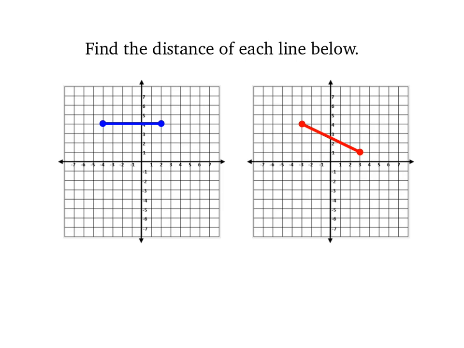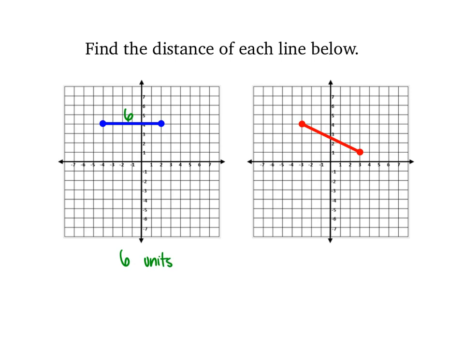Let's say that you were asked to find the distance or the length of each line below. What would be the difference? Well, to start with the one on the left, since it's a horizontal line, you can just count how many places it hits. So from here to here, it goes a distance of 1, 2, 3, 4, 5, 6 units. So this would be 6 units apart.